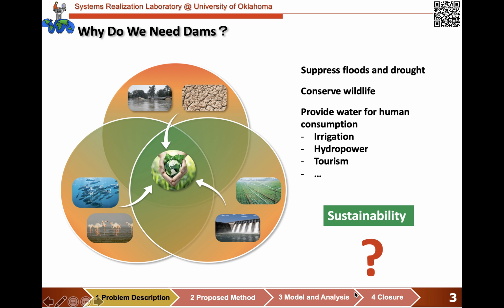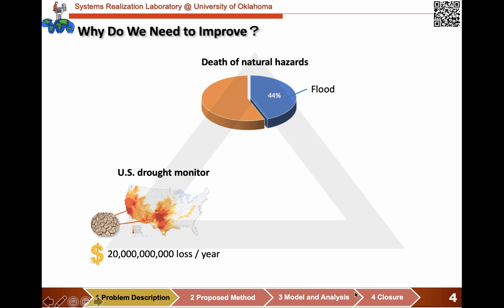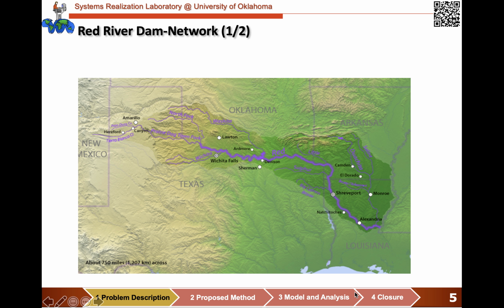The answer is no. In the 21st century, floods accounted for 44% of deaths caused by natural hazards, more than any other natural hazard, whereas drought caused a $20 billion loss a year in the United States alone. And since 1989, extinct freshwater fish in North America has increased 25%. We should and we can do better.